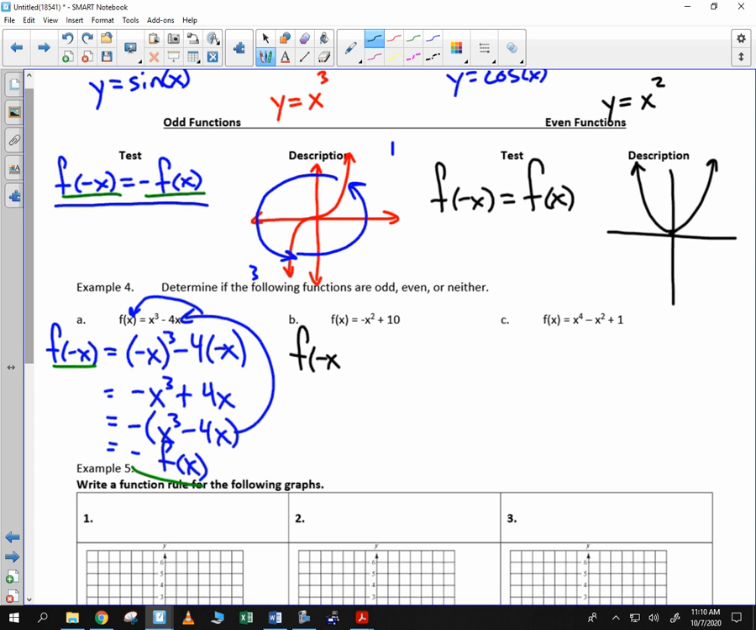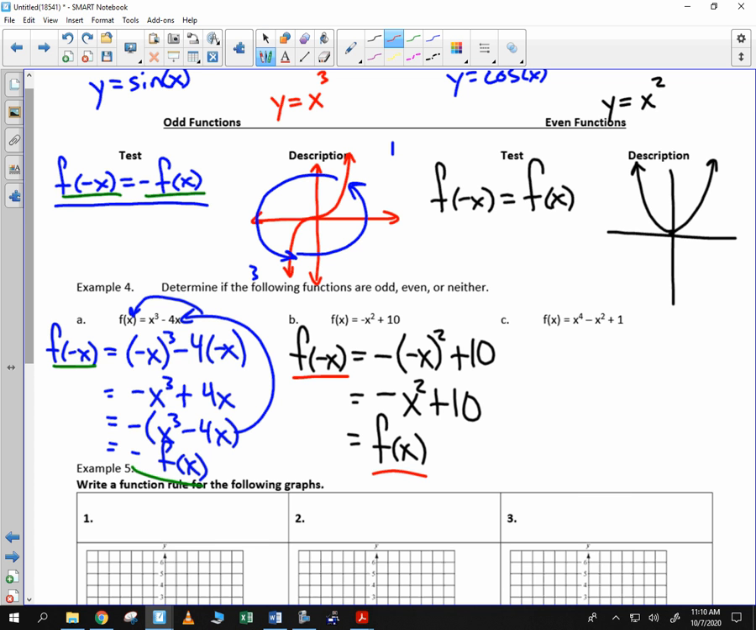F of negative x. Negative, parenthesis, negative x squared plus 10. Notice when we square negative x, we get positive x squared. And then you attach the negative out front, and we get that. Is that the same as what we started with? It is. And so you have shown that f of negative x is the same as f of x. So therefore, it is even.